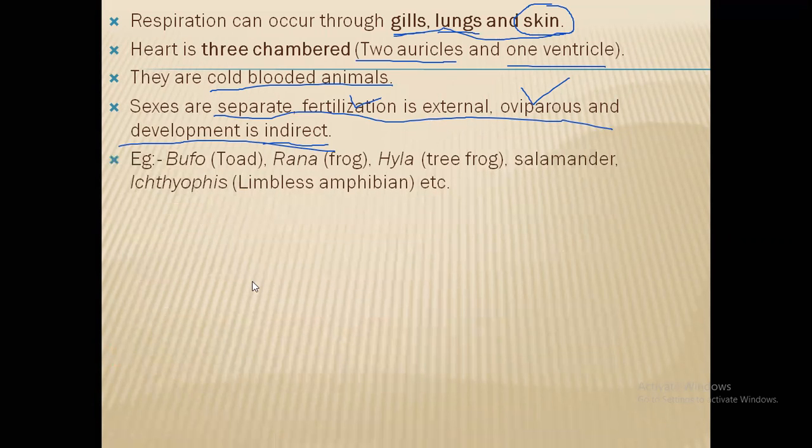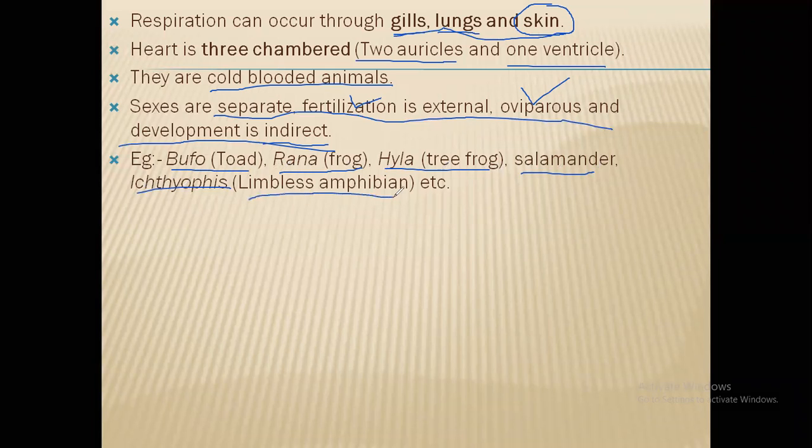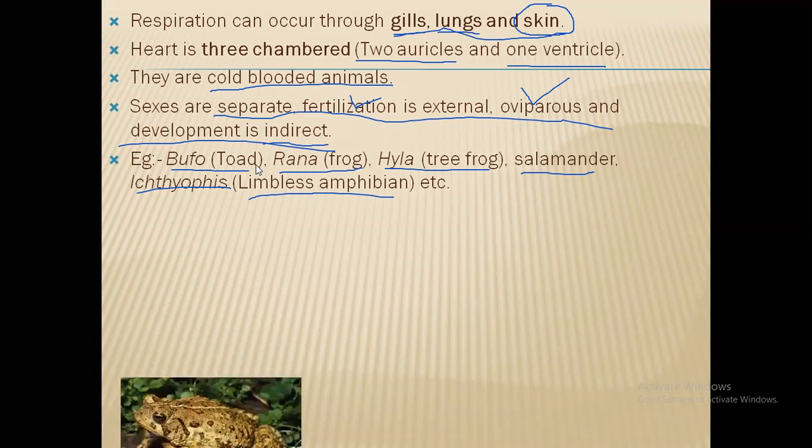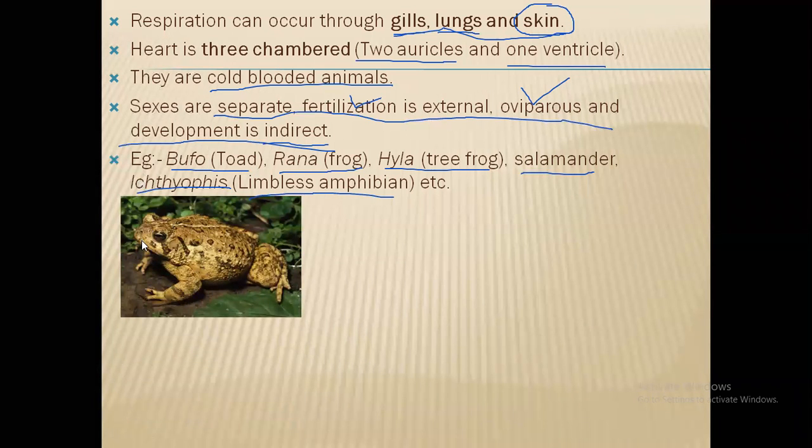Common examples: Bufo melanostictus, that is toad; Rana tigrina, frog; Hyla, that is tree frog; salamander; इक्थायोफिस, दैट इज लिम्बलेस एम्फीबियन. सो ये एक एम्फीबियन होता है जिसके हाथ पैर नहीं होते हैं. इट लुक्स मोर और लेस लाइक ए स्नेक, बट इट इज एन एम्फीबियन. ओके, so let us see these organisms how they look like. The first one on your screen is toad.